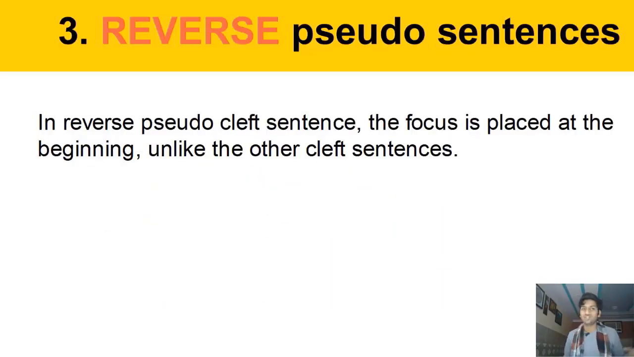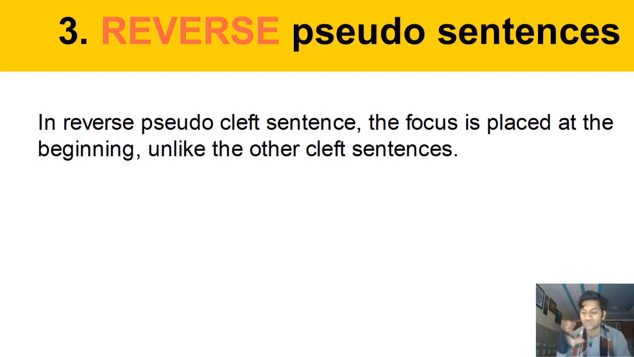So this is how we use WH cleft sentences. Third is reverse pseudo sentences. WH cleft sentences are sometimes called pseudo sentences, and this is the third way to form a cleft sentence.